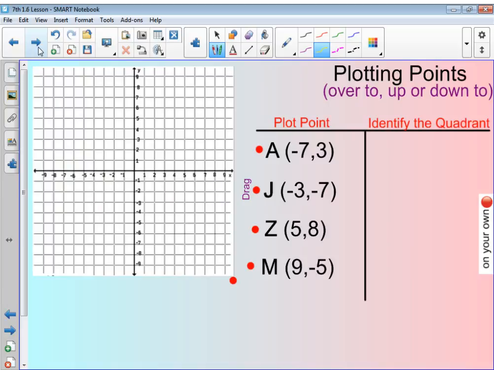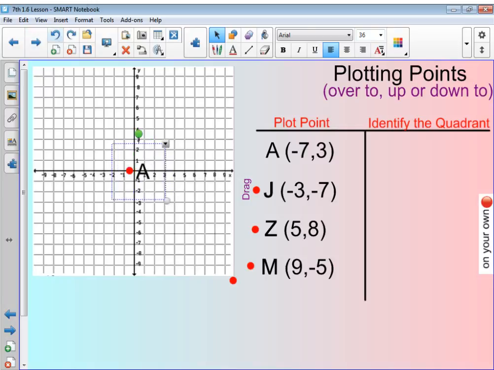Okay, so we're going to try the opposite. Last time they gave us the letter and asked us to identify the coordinates. This time they're going to give us the coordinates and they want us to go through and plot those points. So just a reminder that we're going to go over to the first number and then up or down to the second number. So for A, and you always start at the origin, we're going to go over to -7.